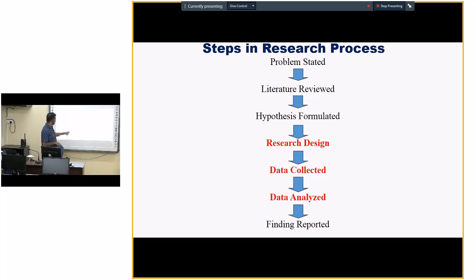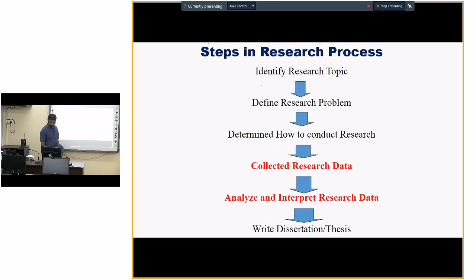This is the process. Now you have already completed a considerable part of that. I told you there are no hard and fast steps, but here is another classification, and I got these details from a book. Now: identify the research topic, define the research problem, determine how to conduct the research. That is the designing part, right? Then collect research data, analyze and interpret your research.